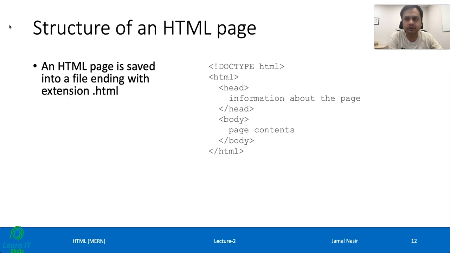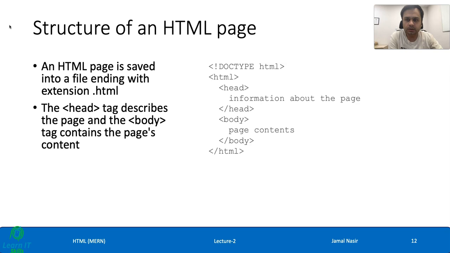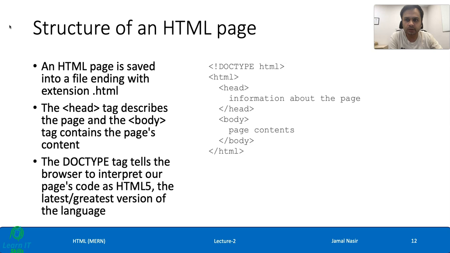An HTML page is saved into a file ending with the extension .html. So we will save this page as anything .html. The head tag describes the page and the body tag contains the page content. The doctype tag tells the browser to interpret our page code as HTML5. By using this line, we are telling the browser that we will be writing our HTML in version 5.